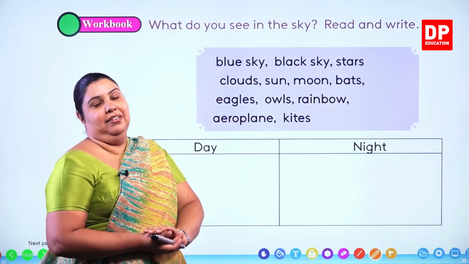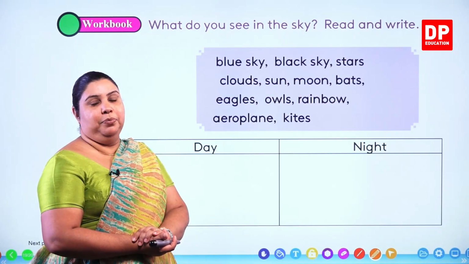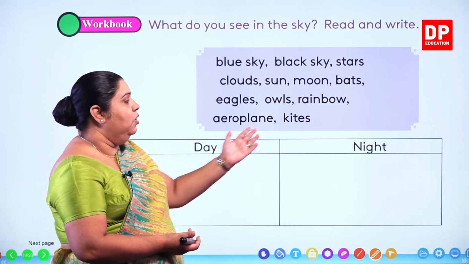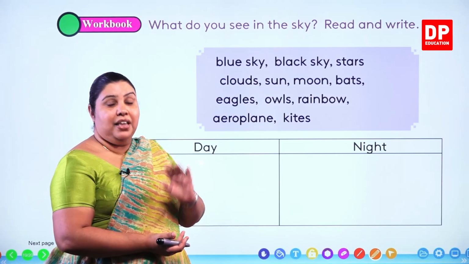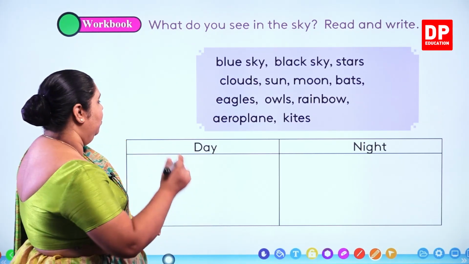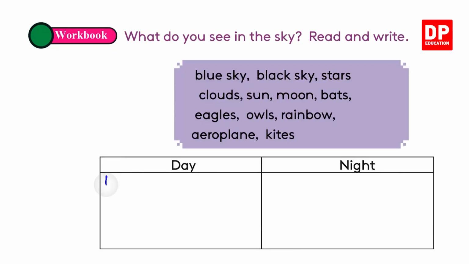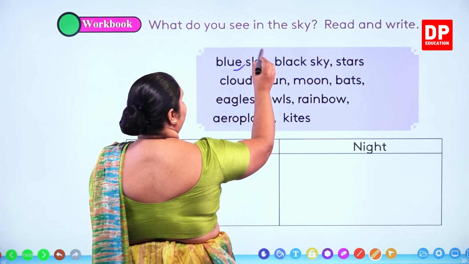Blue sky. අපිට ලස්සන නිල් පාට අහසක් දකින්න පුළුවන්. කොයි වෙලාවටද පුතේ? During the daytime or night time? දවල්ට තමයි අපිට ලස්සන නිල් පාට අහසක් පේන්නේ. So the day sky we have to write blue sky. දවල් කාලේ මොනවද අපිට දකින්න පුළුවන්? නිල් පාට අහසක්. So now we have finished that.